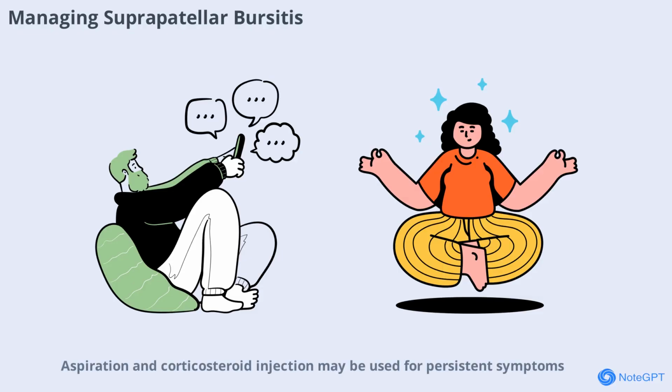Aspiration and corticosteroid injection may be used for persistent symptoms, but repeated injections carry risks. Biologic therapies like PRP, PRP plus HA, and PRFM are being considered for refractory cases, especially with overlying synovial involvement. Prognosis is generally good with early intervention.